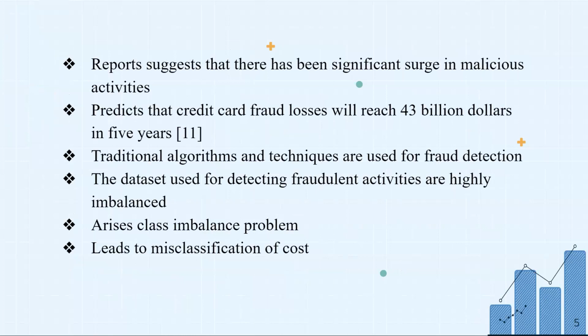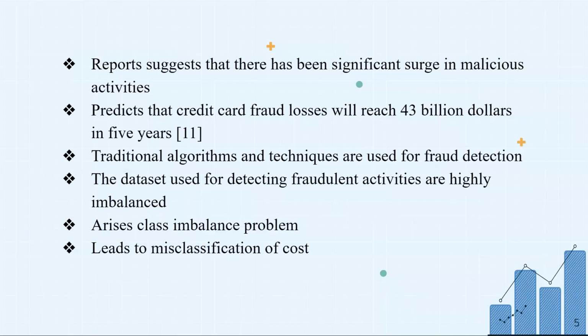So we know that scammers are there and fraudulent activities are happening. In order to detect this, there are certain traditional algorithms and techniques. But the problem is that credit card data sets, or the data set that we acquire, would be highly imbalanced. Imbalanced as in, for example, the amount of genuine transactions would be higher than the amount of ingenuine transactions, which causes an imbalance in the data set.